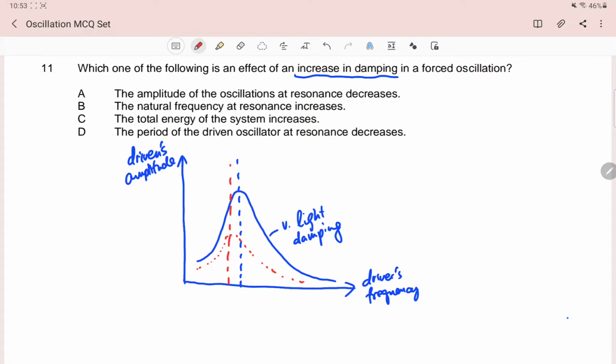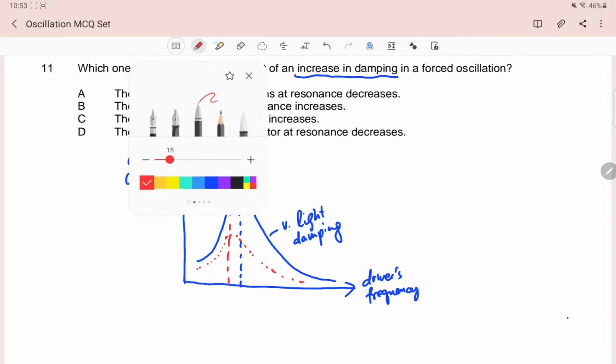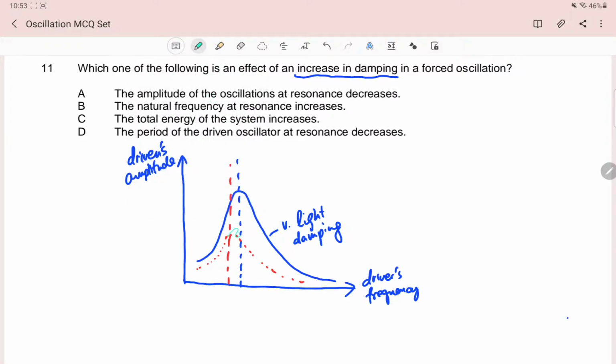So the new graph will be lower than the original graph, and the peak will shift to the left. So on this left hand side, there mustn't be any intersection. This graph must not intersect at all. So with that, for this question, the answer will be just A. I mean, A is so easy to figure out. And the rest of the options are also easy to tell why they are wrong.